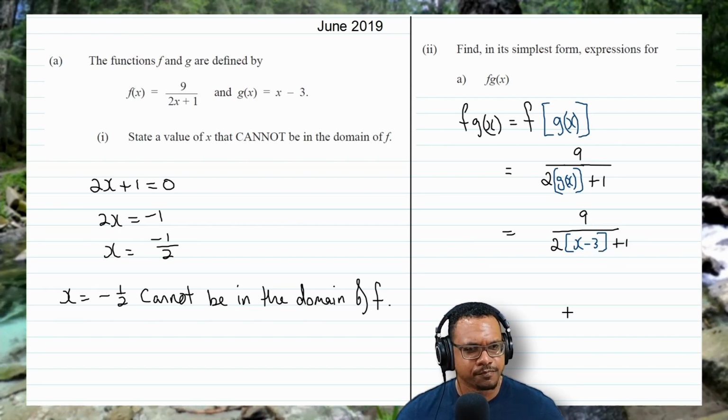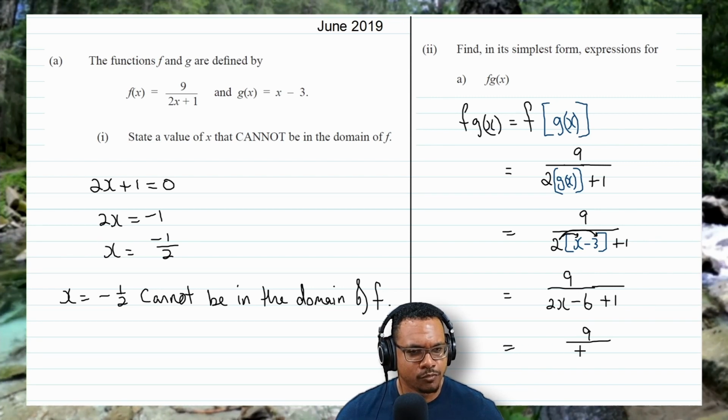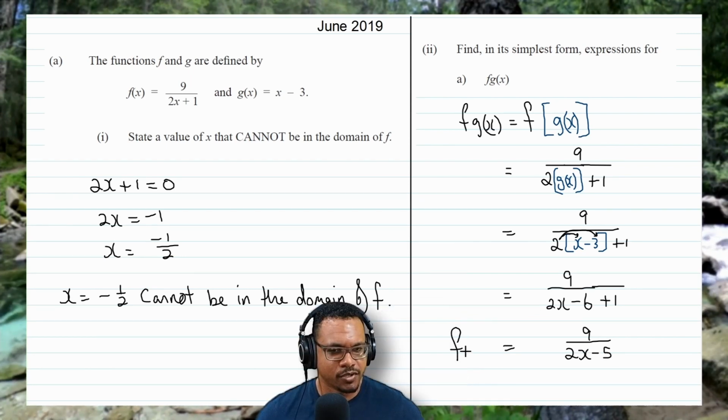And then plus 1. So now we'll have to expand the brackets by multiplying 2 by x and 2 by negative 3. So we have 9 over 2 times x is 2x, and 2 times negative 3 would be negative 6. And then the plus 1. Now negative 6 plus 1 would just be negative 5. So this will be equal to 9 over 2x take away 5. And this would be your expression in simplest form for f g of x.